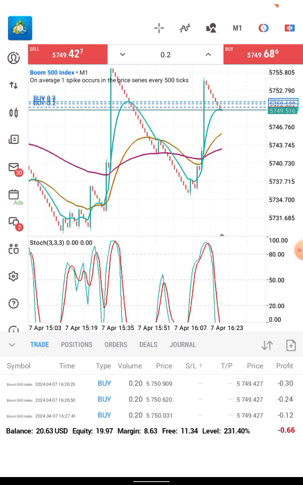It's okay to lose, but don't lose big. You have to manage your capital. Understand?